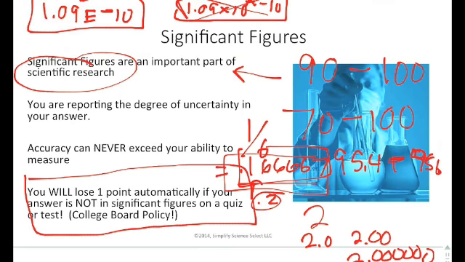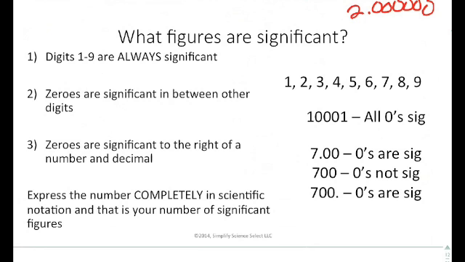So what figures are significant? Digits 1 through 9 are always significant. If you have a number that is not 0, it is always significant. Always, always, always. A 0 is significant if it is between other digits. So if you've got a 1 here and a 1 here, everything in between those two numbers is significant.